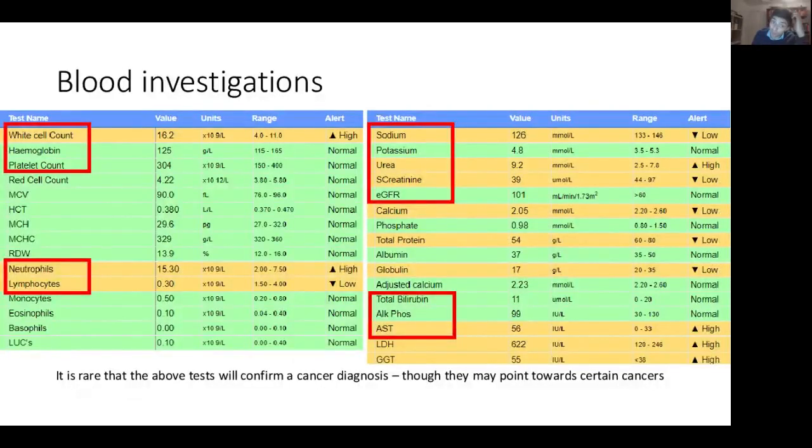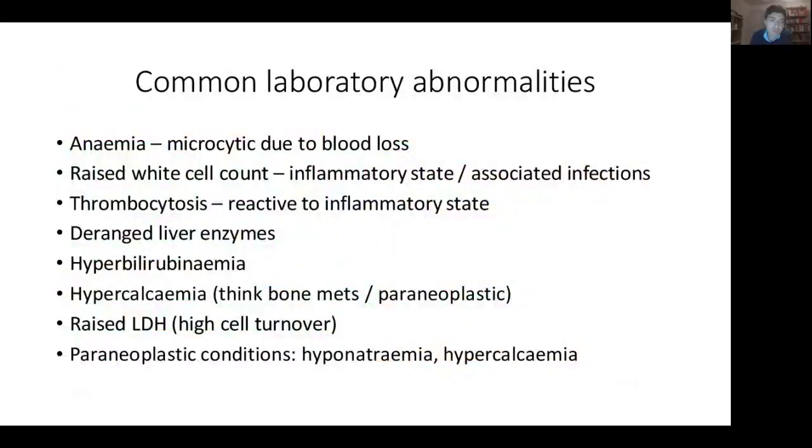Important to say, though, that these bread and butter blood tests will very, very rarely confirm a cancer diagnosis. They may point you towards certain cancers, but a full blood count and set of biochemistry, as a rule, won't tell you what cancer a patient has. We commonly see anemia. The vast majority of our patients with advanced cancer have subnormal hemoglobin.